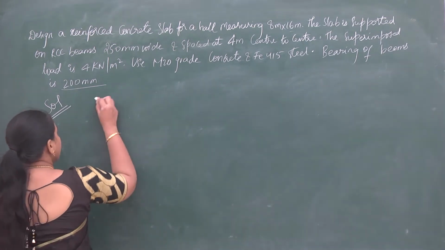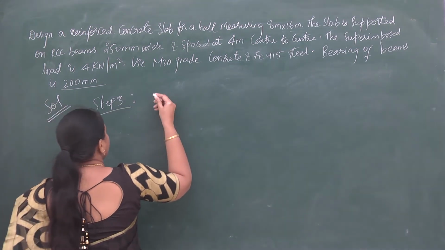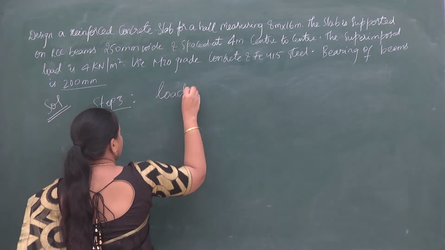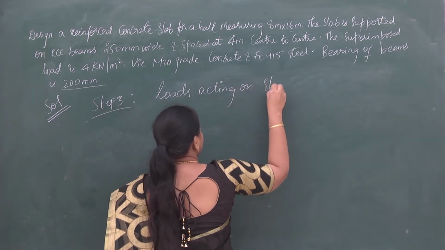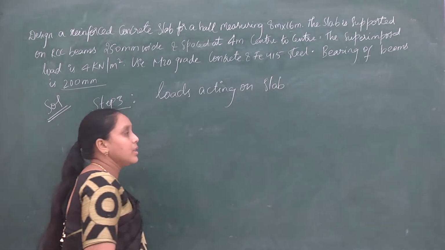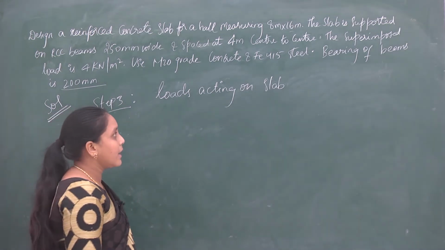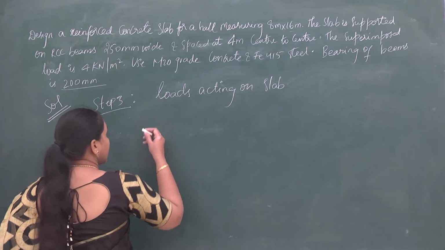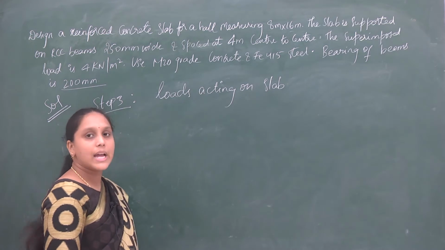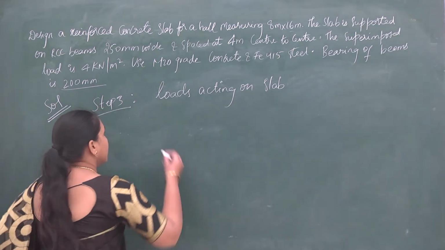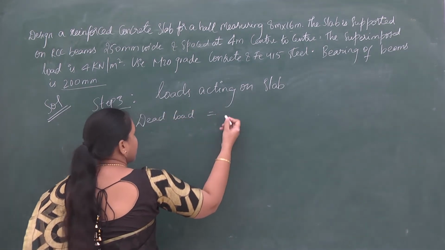Now the step 3 is to calculate the loads acting on slab. So what will be the loads acting on the slab? One will be the dead load and the other one will be the live load. So dead load is what? Dead load will be the self weight of the slab plus the floor finishings. So first let us calculate the dead load of the slab.